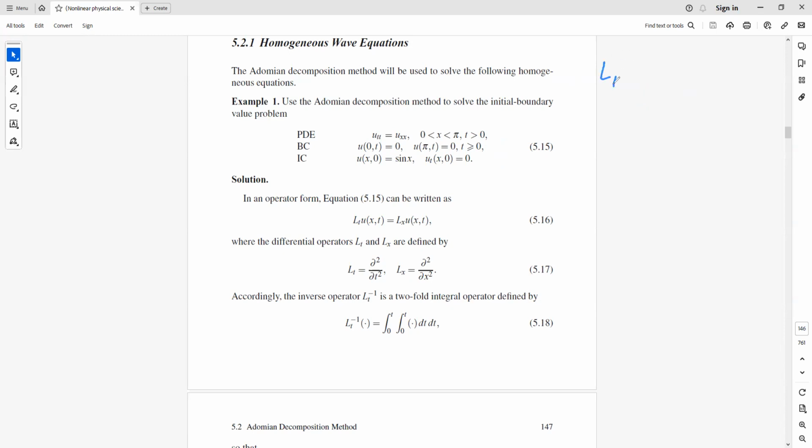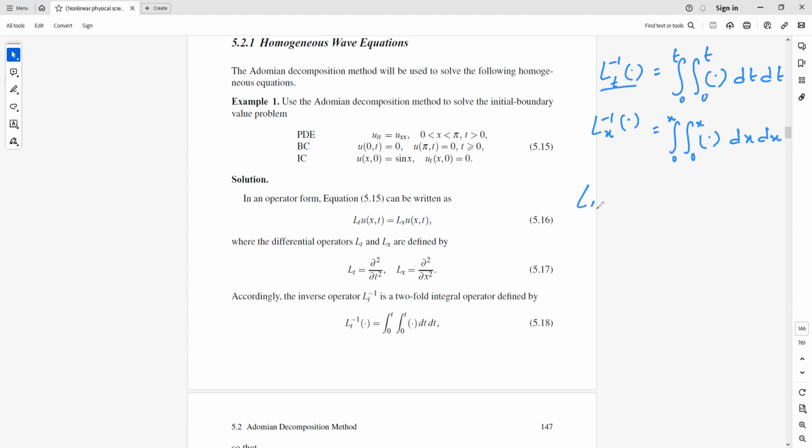Now the LT inverse operator in this case applied on the function will be the iterated integral over the domain of time, and the LX inverse will be the iterated integral over the domain of x applied to the function. And LT inverse is the iterated integral because the LT operator is the second order partial derivative in the case of the homogeneous wave equation.